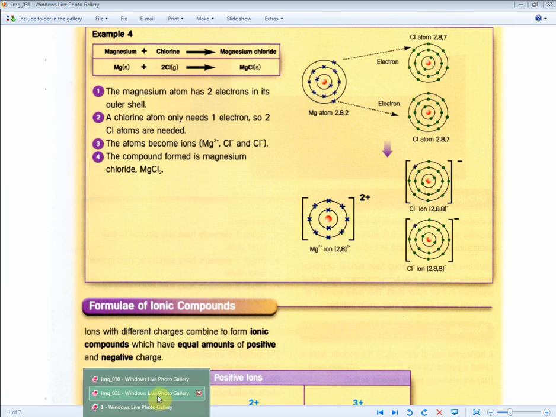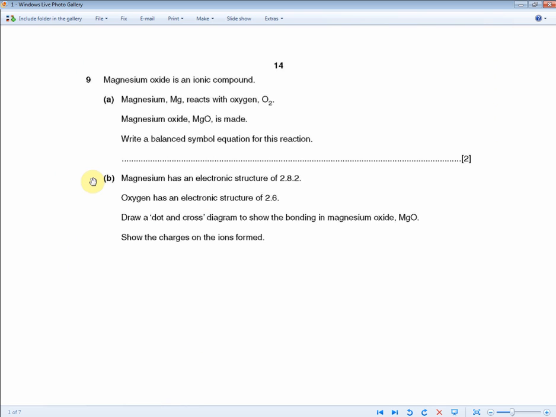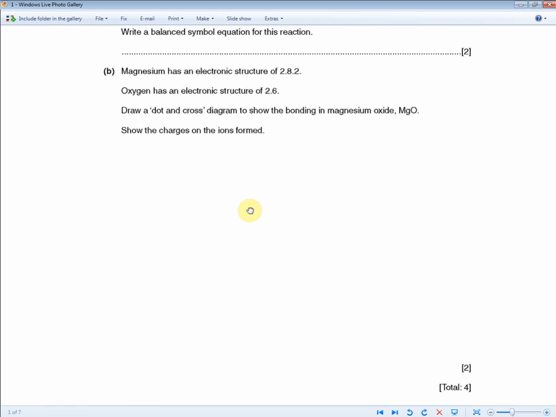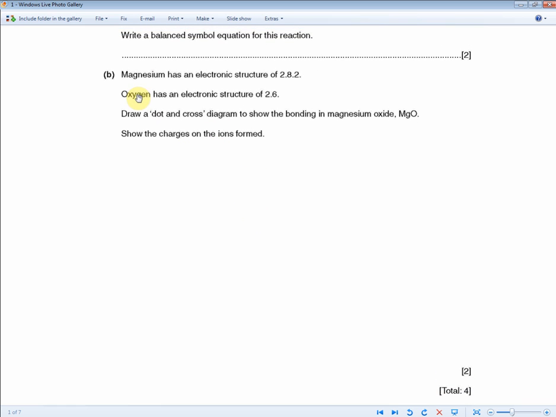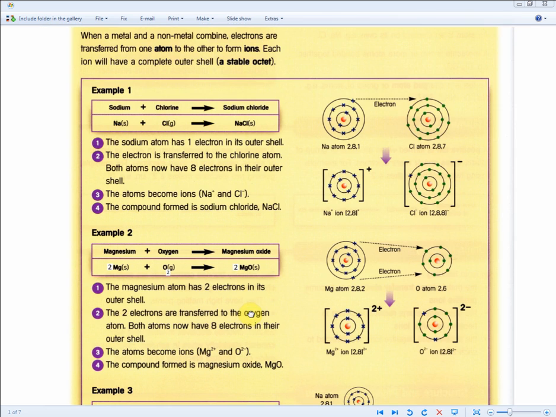So the rest of the exam question reads, magnesium has an electronic structure of 2,8,2. Oxygen has an electronic structure of 2,6. Draw a dot and cross diagram to show the bonding in magnesium oxide, MgO. Show the charges on the ions formed. So for 2 marks, the dot and cross diagram between magnesium and oxygen will look like the dot and cross diagram, which is this right here.